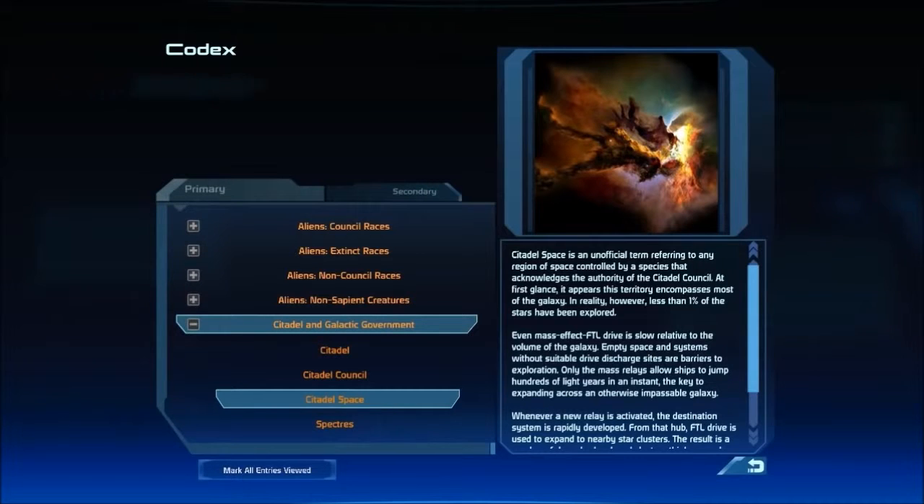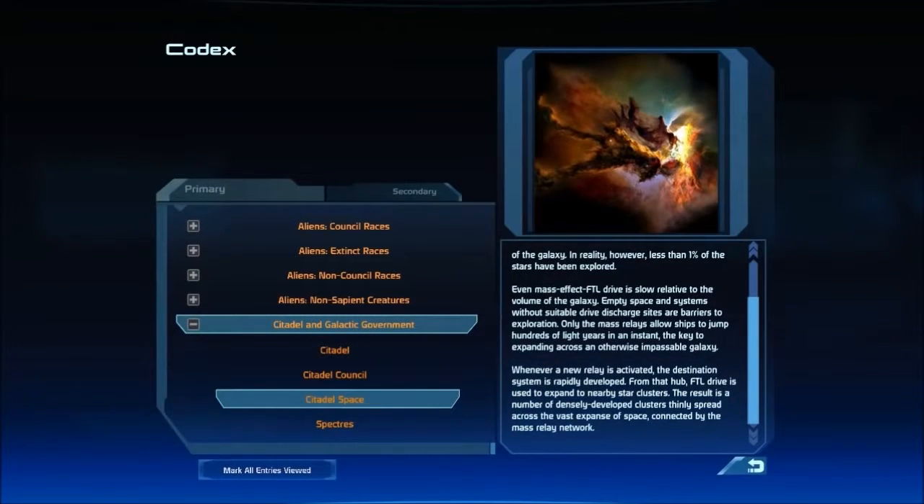Only the mass relays allow ships to jump hundreds of light years in an instant, the key to expanding across an otherwise impassable galaxy. Whenever a new relay is activated, the destination system is rapidly developed. From that hub, FTL Drive is used to expand to nearby star clusters. The result is a number of densely developed clusters, thinly spread across the vast expanse of space, connected by the mass relay network.